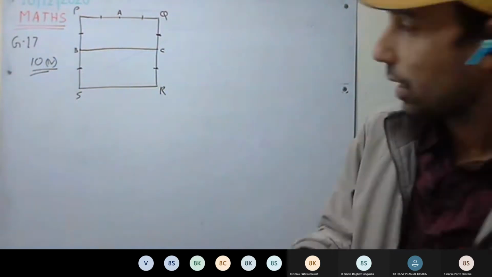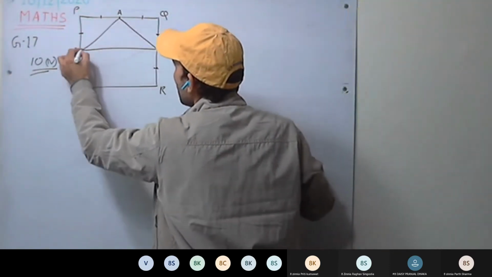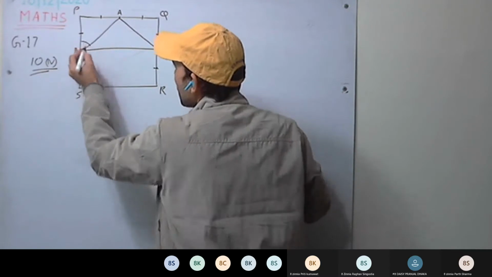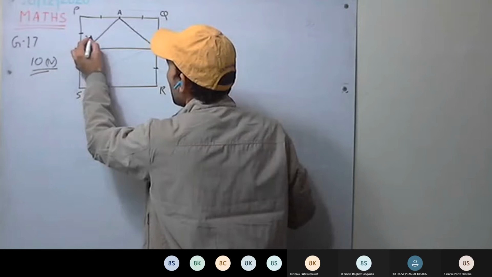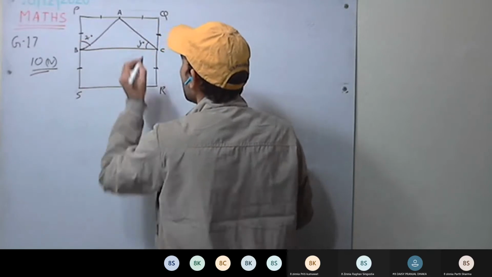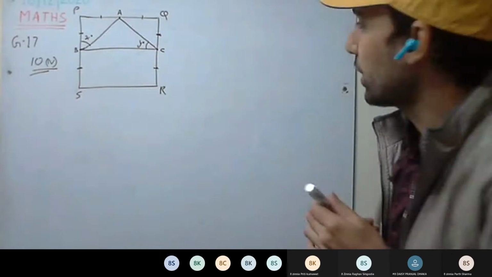And this is X degree. Now they are being joined. You have to find X degree and Y degree. This you have to find. How can we find it?